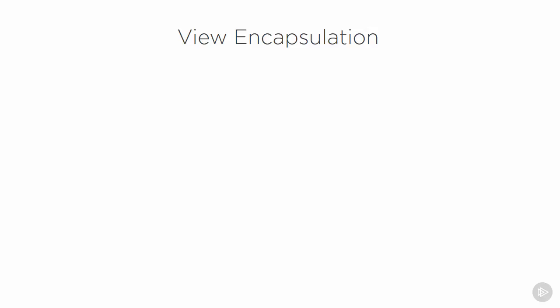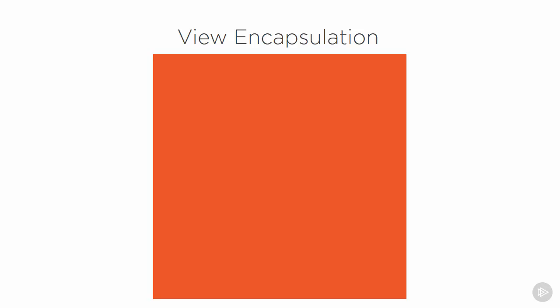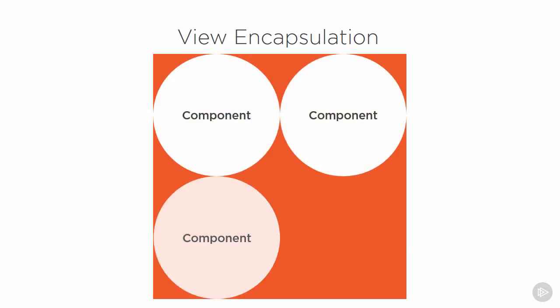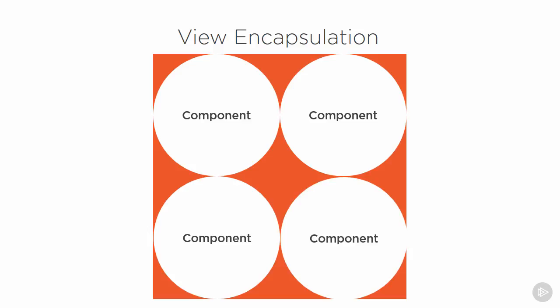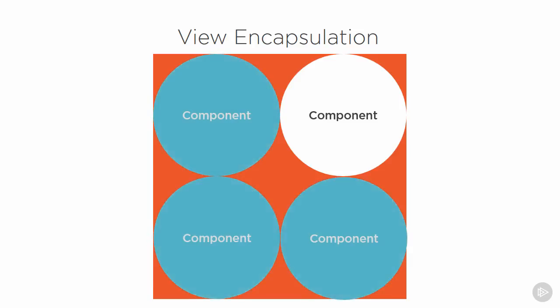View encapsulation defines how our CSS is applied to components on our page. Imagine this as our page, and it has 4 components. When we define CSS selectors, view encapsulation controls where on our page those selectors have an impact. For example, affecting 3 of our 4 components. You can control how this happens by setting the view encapsulation property on your component.